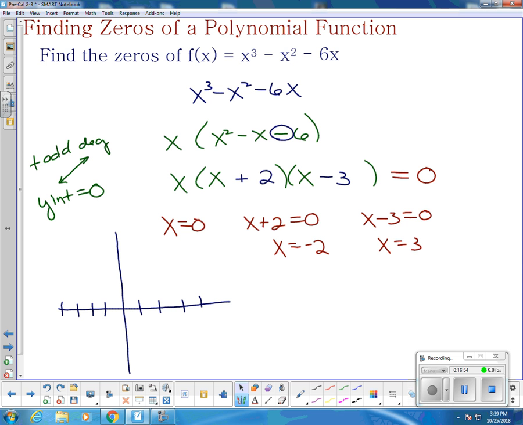It's not the neatest graph, but we're going to be okay. 0, -2, and 3. The y-intercept is 0, so we've already got that graphed. We know it starts low and goes high. So we're going to start down here. We're going to go up, hit that x-intercept, hit the other x-intercept, the third one, and there you go.